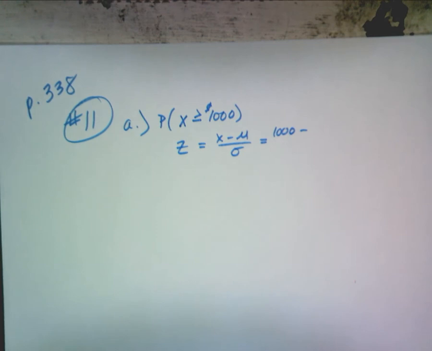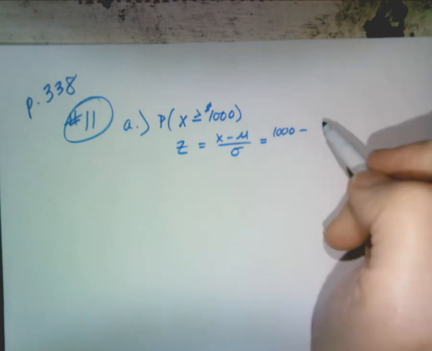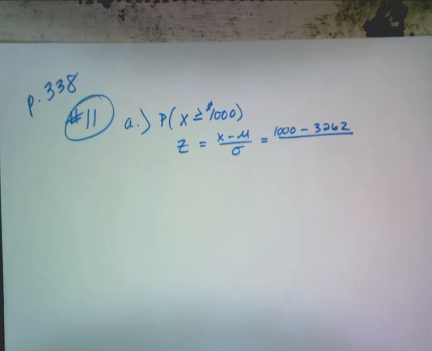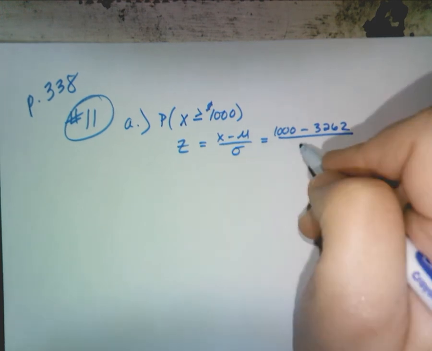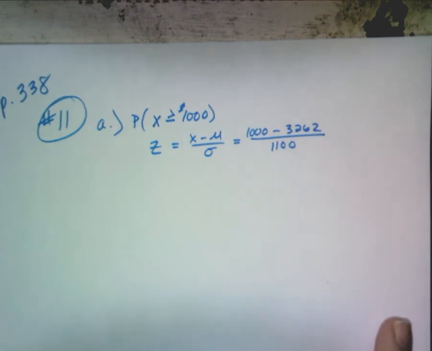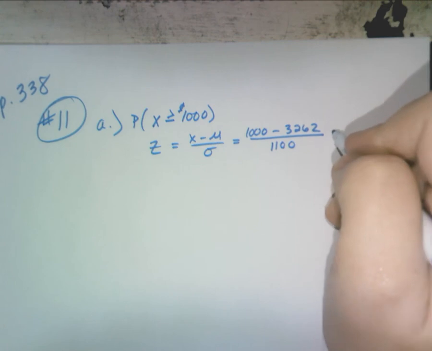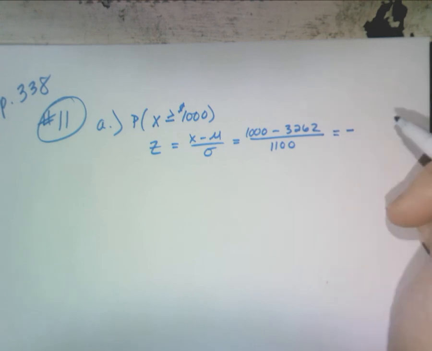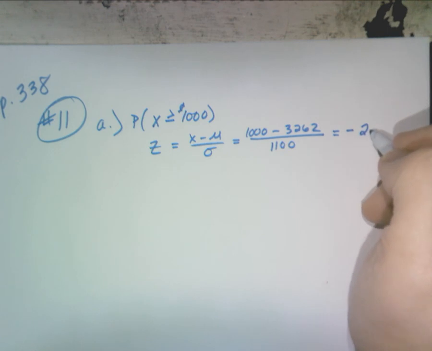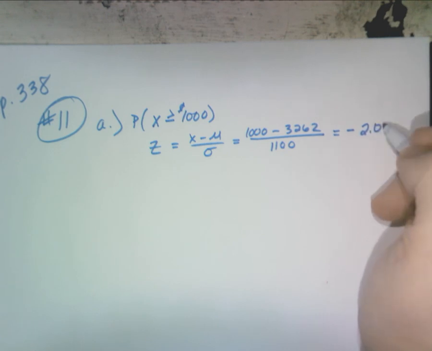Let me go back in the story. The average credit card debt is $3,262. The standard deviation was 1,100. Tell me what that Z is. Should be negative. Okay, I have negative 2.06. Is it 6? Okay, that's fine.